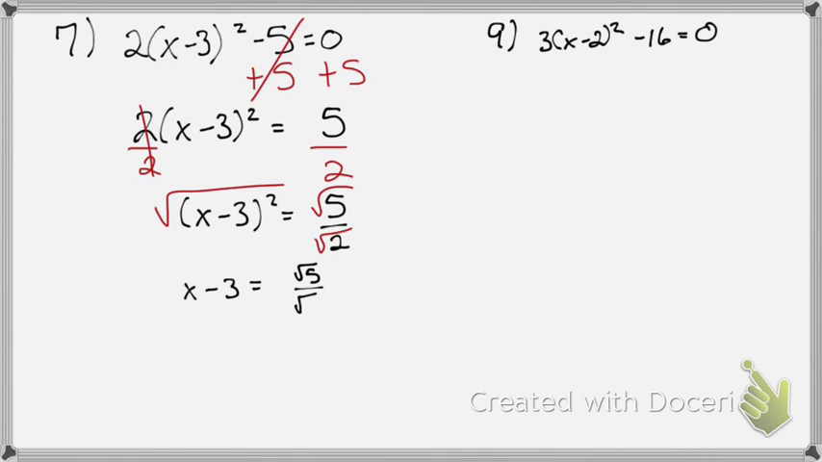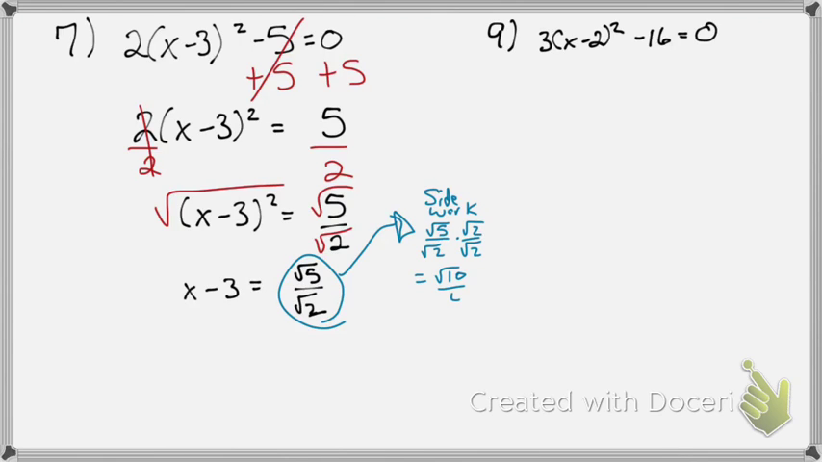It is equal to square root of 5 divided by square root of 2. However, there's a square root at the bottom of our fraction, which is not good. So we need to do a little bit of side work. This is another case where we have to rationalize. In this case, we're going to multiply top and bottom by square root of 2 over 2.